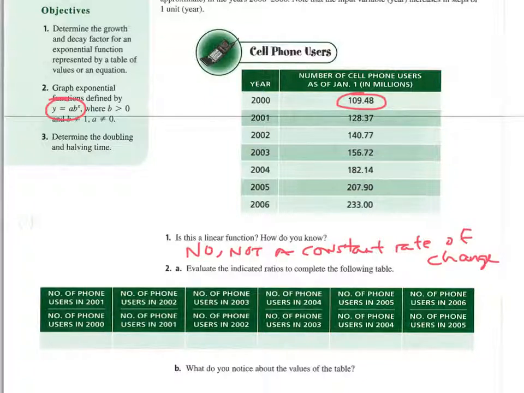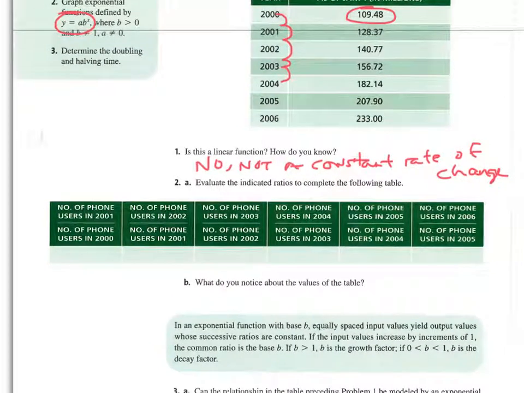So now we're looking at our next type of function to see, is it exponential? To be exponential, again, all my x's right here are 1 apart, so that's easy for us to figure out. Am I multiplying by the same thing each time to get my next output? This table down here is having us figure out, from 2000 to 2001, what did you multiply to get from 109.48 to 128.37? This is what we're actually doing.